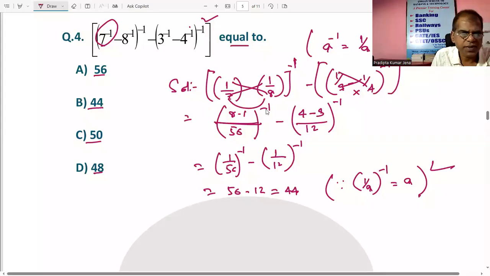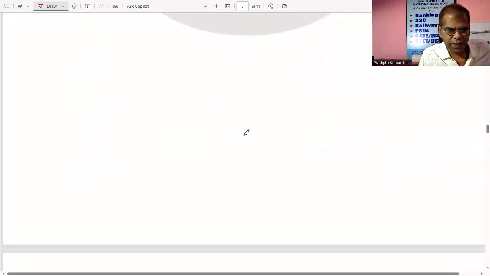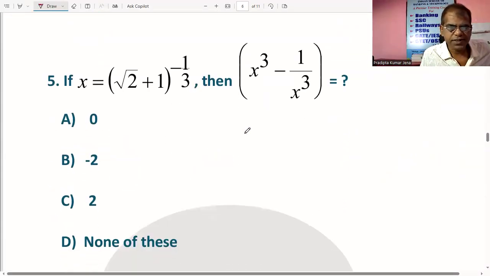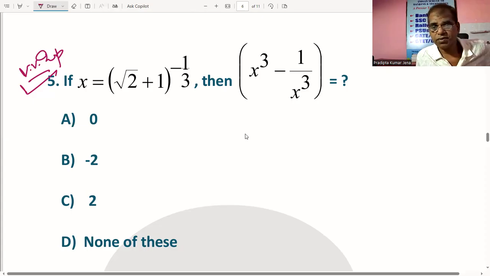Okay, option B is the correct answer. Now come to the question number 5. Very interesting question, very important question. X is equal to root 2 plus 1 to the power minus 1 by 3. Then what is the value of x to the power 3 minus 1 by x to the power 3? The options are 0, minus 2, 2, none of these.